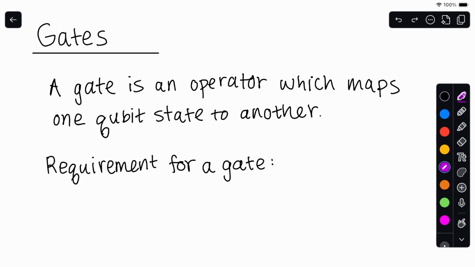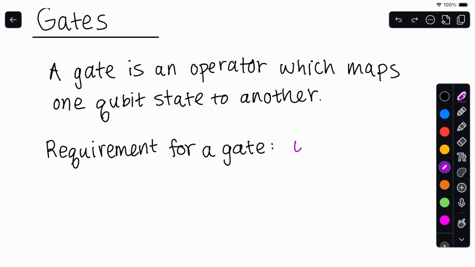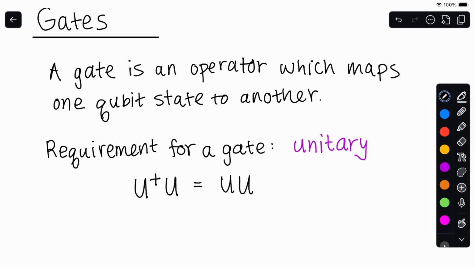And what is a requirement for a gate, which, remember, in linear algebra terms is just a matrix? We need it to be unitary. And what does that mean? It just means that the Hermitian conjugate of the matrix is its own inverse. So in other words, if you have some matrix U, then U dagger U is equal to U U dagger, and that's equal to the identity.